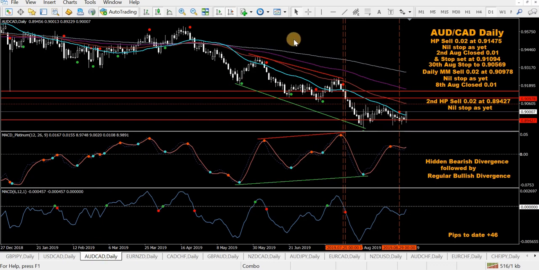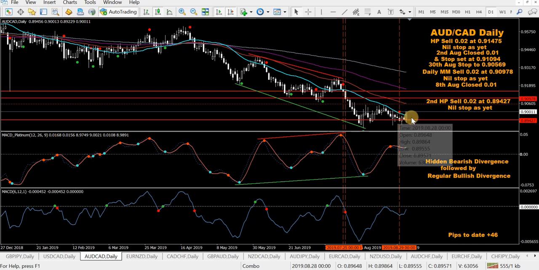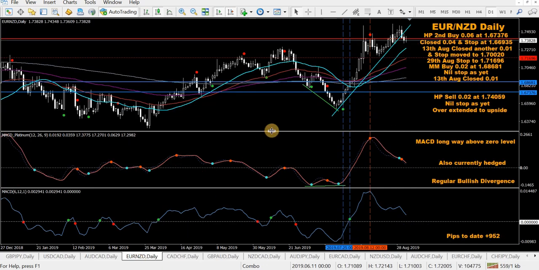Aussie CAD. HP sell, closed half by the looks, daily mod MACD sell, closed half, and I took another sell down here when price went above. I've got a stop in place there, so it's looking all right. It's not a big move, but there's a decent move on the Aussie today after the interest rate decision, but it's looking all right. Next pair, Euro New Zealand.